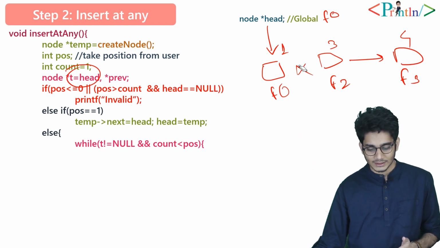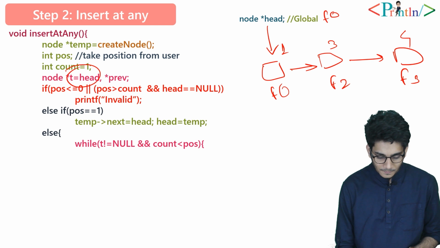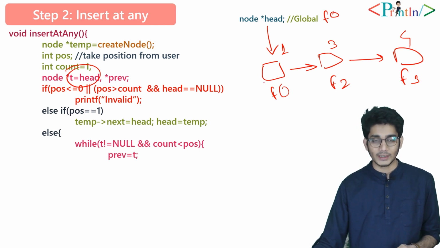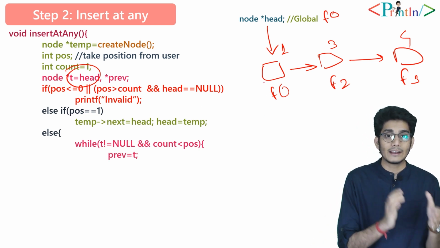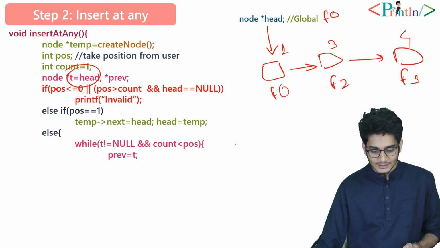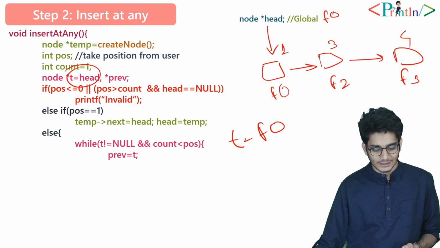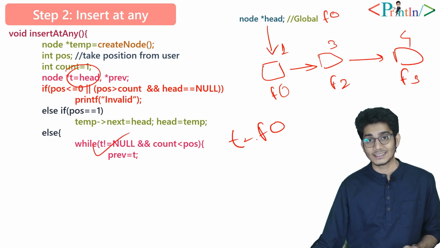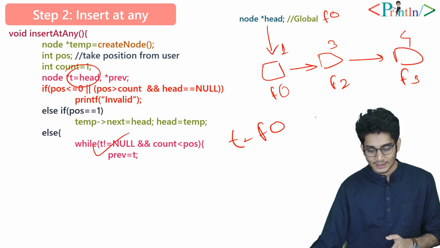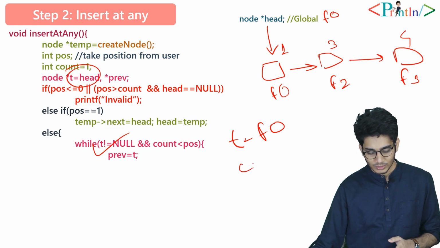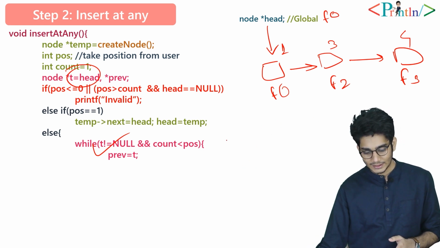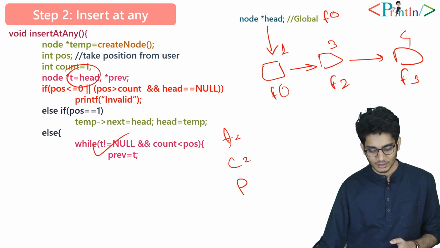Let's say that we have this list. Now at first we'll take a previous pointer which will store the value of t. Now at first, what does t contain? At first t contains f0. Then we'll check while t not equals to null. t is not null. And what is the count? Let me write this: t, count and p. So at first p means previous, or let's say prev.